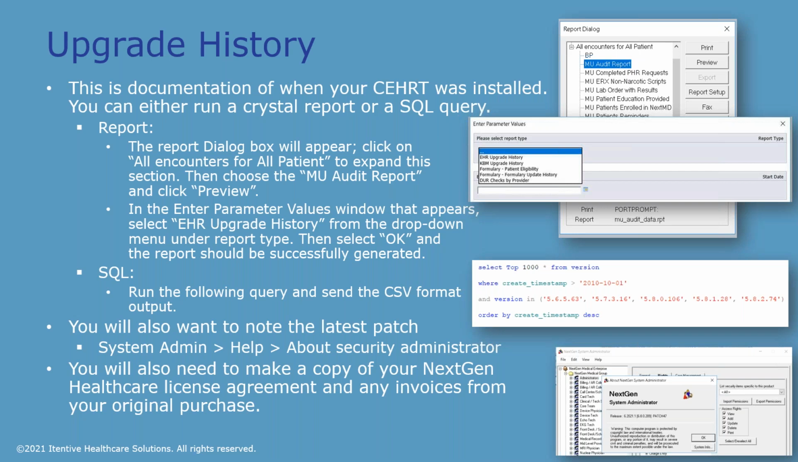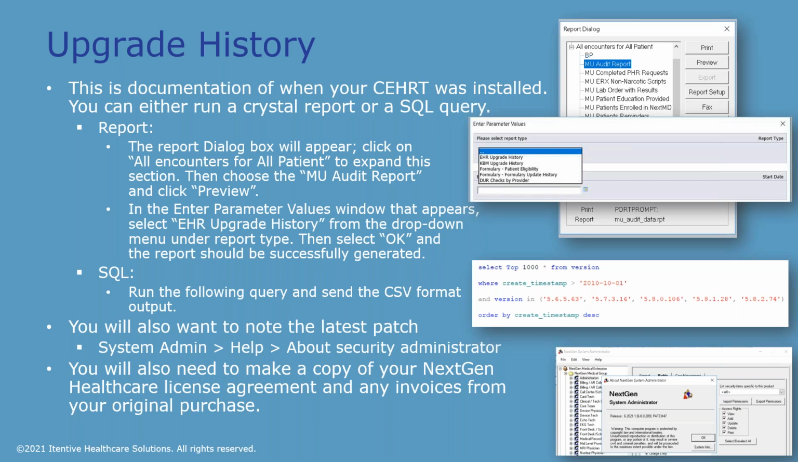Along those same lines, your next document is a report showing your system's upgrade history. So this is documentation of when your cert was actually installed. You have two options. You can either run a Crystal report or a SQL query. For the report option, in the EHR, when you go to Crystal Reports, the report dialog box will appear, and you'll want to click on All Encounters for All Patient to expand the section. You would then choose the MU Audit Report and click Preview.